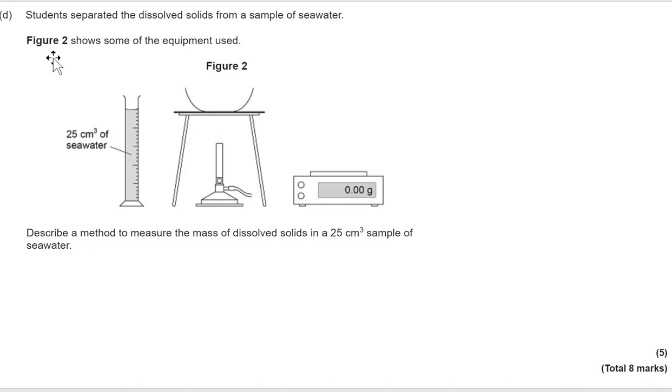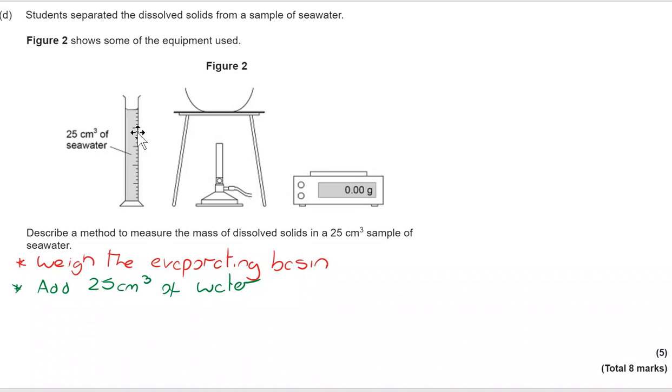And to finish off part D, we have got students separating the dissolved solids from a sample of seawater. Describe a method to measure the mass of dissolved solids in a 25 cm cubed sample of seawater. Well, we've got an evaporating basin here, we've got a balance, we've got our seawater. We're going to take the mass of the basin alone. And then we're going to add 25 cm cubed of water to that basin. What we can then do is heat to evaporate that water.